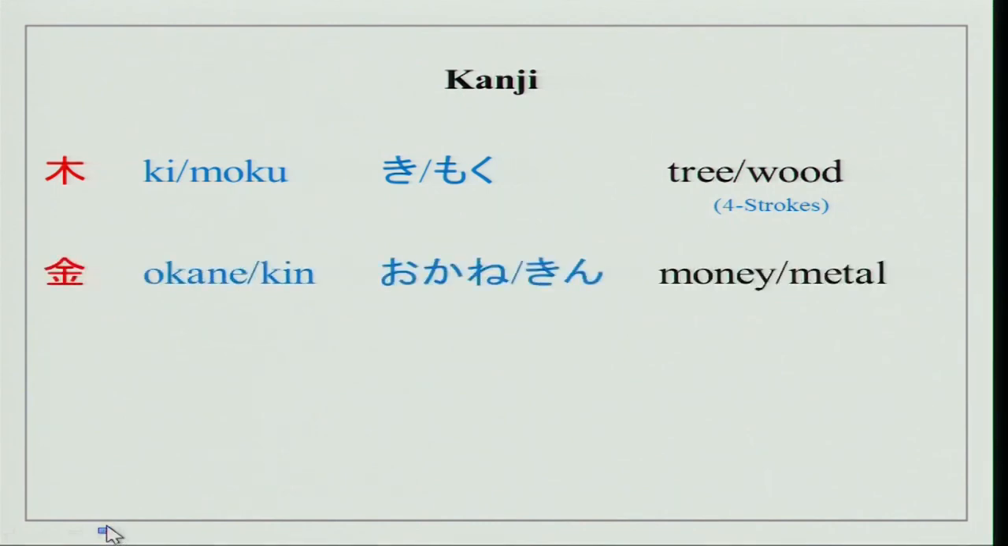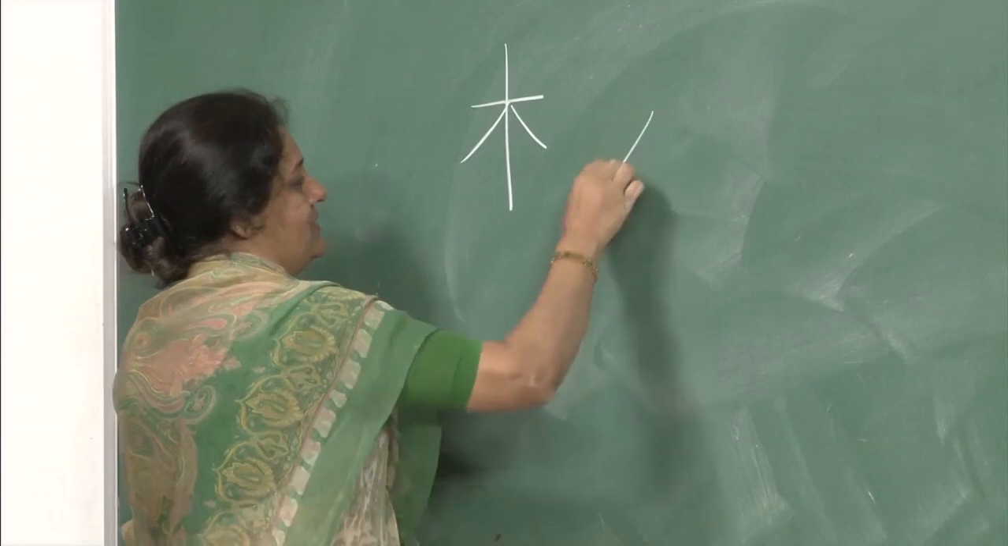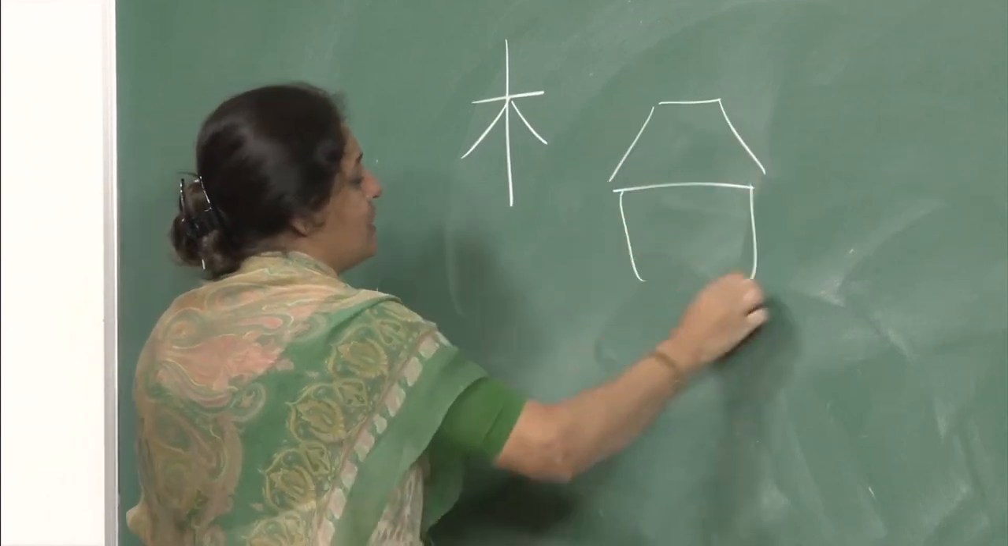Now, we have another character over here which means okane. Some lines are drawn and it means money and metal. Now, how has this come into being? Well, this is very interesting because in olden times we did not have banks, so all our money was kept in the houses.